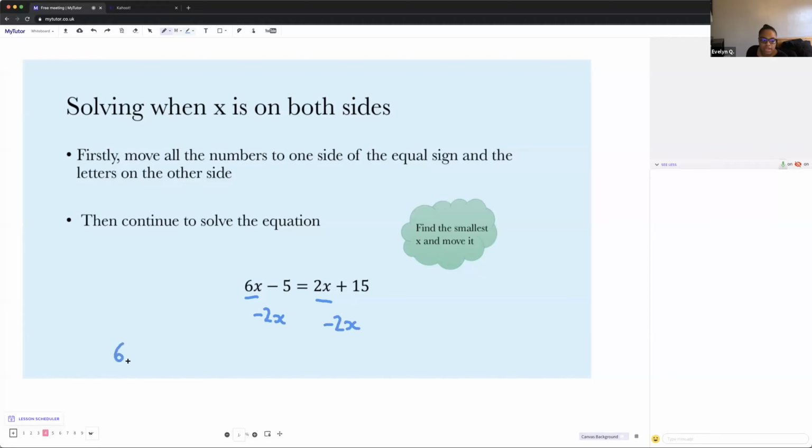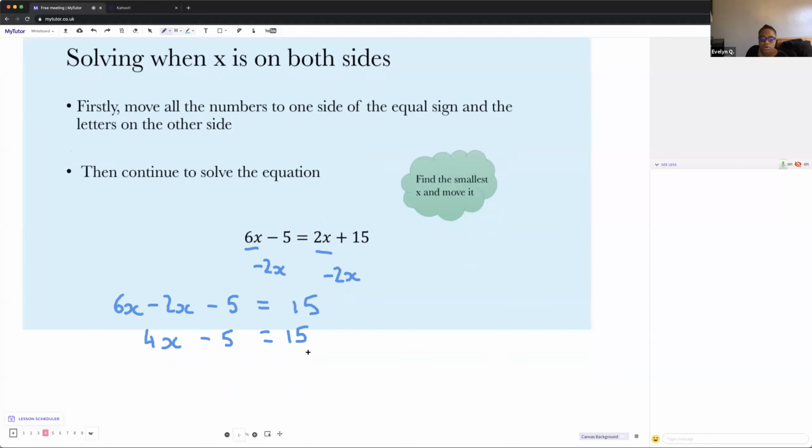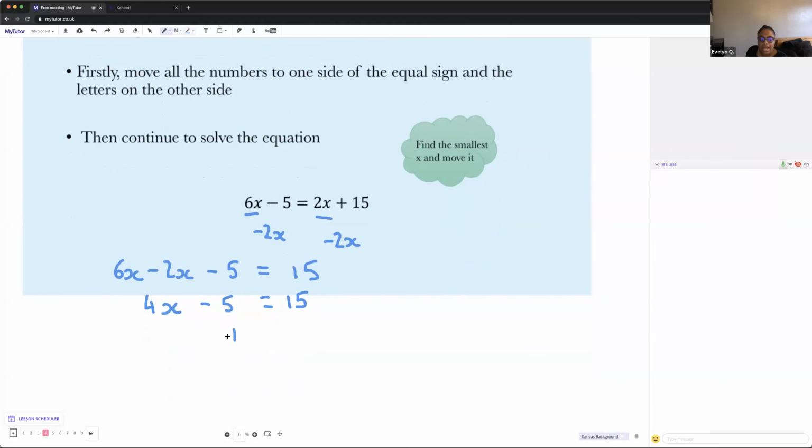So now I've got 6x minus 2x minus 5 equals 15. Now 6x minus 2x is 4x. So I've got 4x minus 5 equals 15, and it looks just like the equations we were solving before. So now I'm going to add 5 to both sides. So I've got 4x equals 20 because 15 plus 5 is 20. And then the last thing to do is to divide by 4 on both sides.